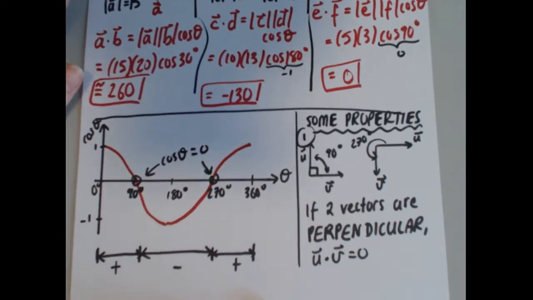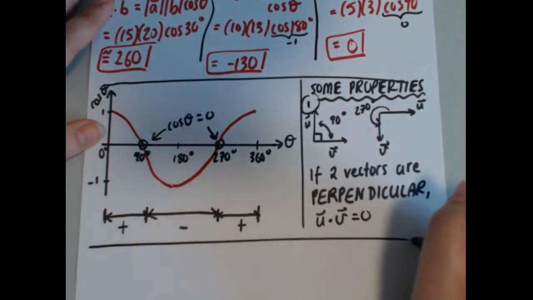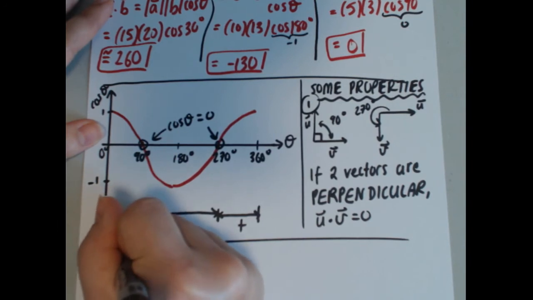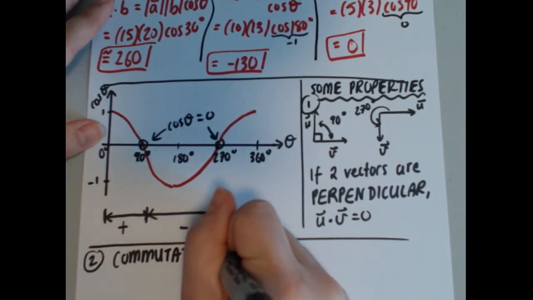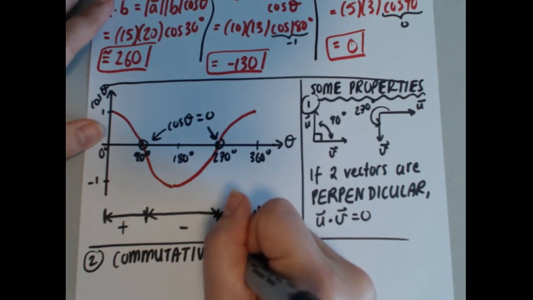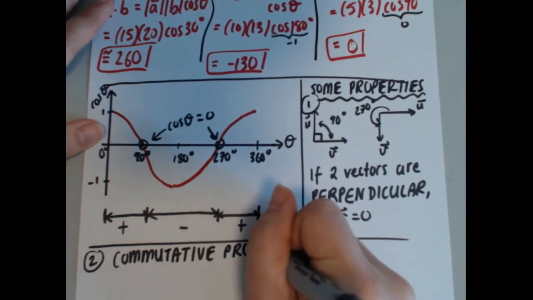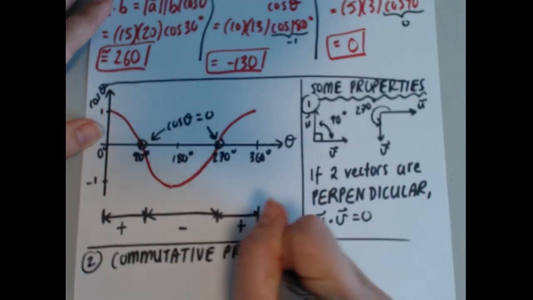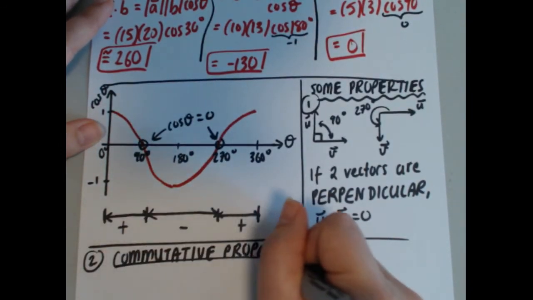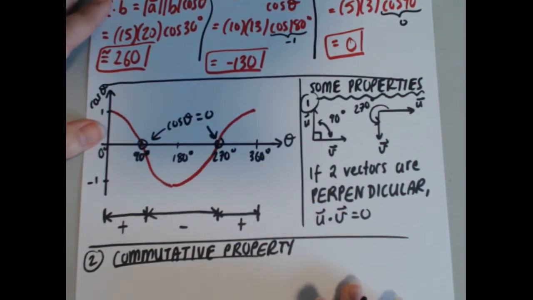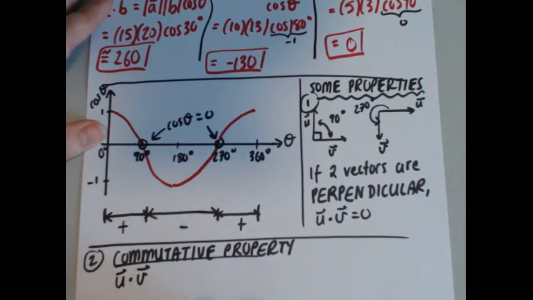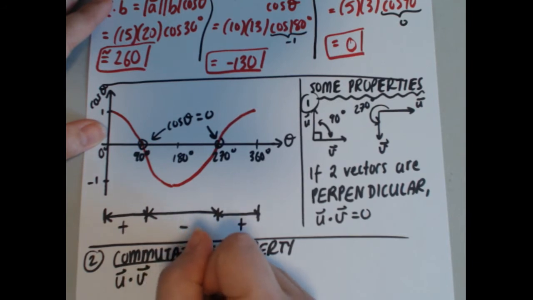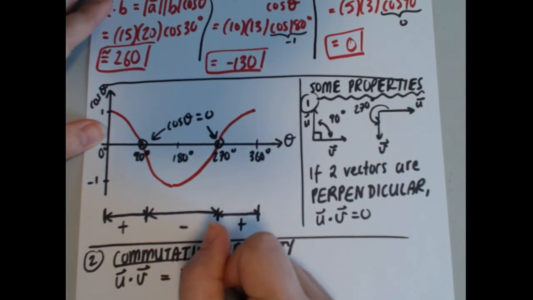The second property is known as the commutative property. The first property doesn't exactly have its own name. All right, number 2, the commutative property. The commutative property says that if I take two vectors and I dot them, so if I have u dot v, that's the same thing as v dot u.